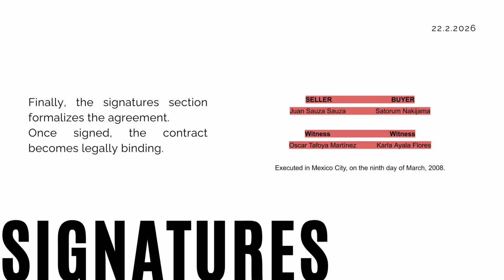And finally, we have the signatures section, which formalizes the agreement. The seller and the buyer sign the contract, along with witnesses, and the document specifies the place and date of execution, that is Mexico City on March 9, 2008. When signed, the contract becomes legally binding.